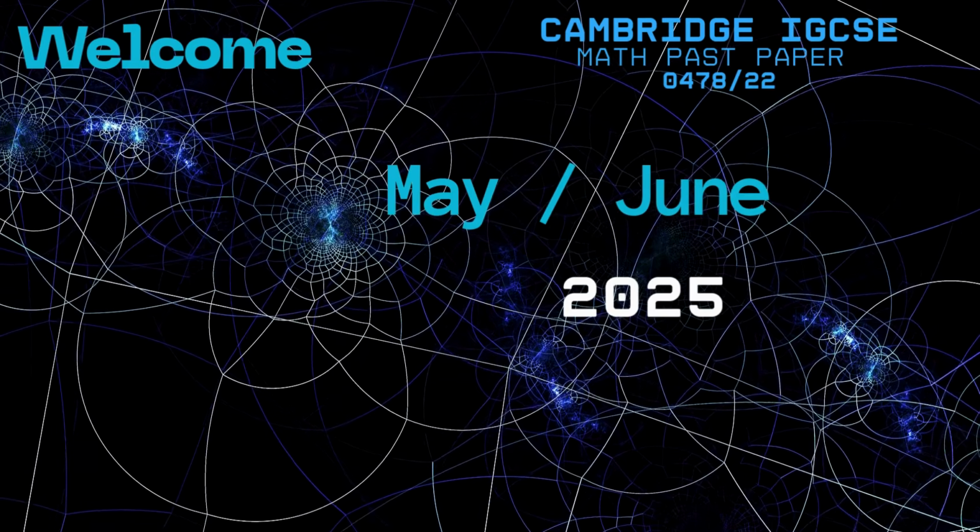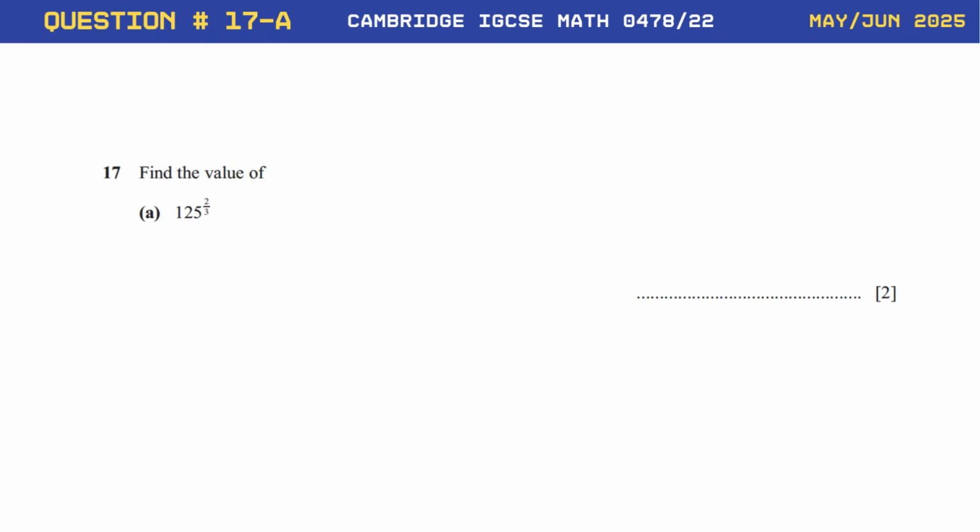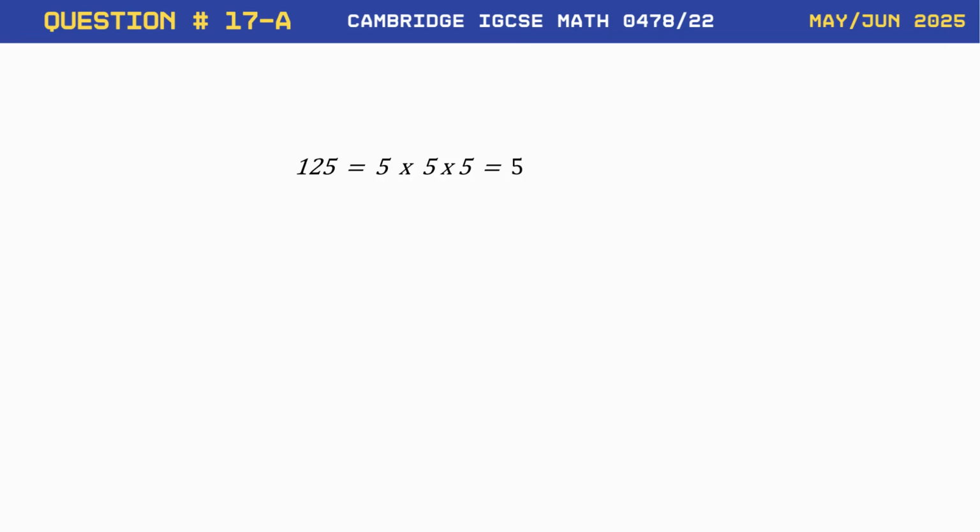Let's get started. Question number 17, Part A. Find the value of 125 raised to the power of 2/3. 125 equals 5 into 5 into 5, which means 5 cube or 5 raised to the power 3.